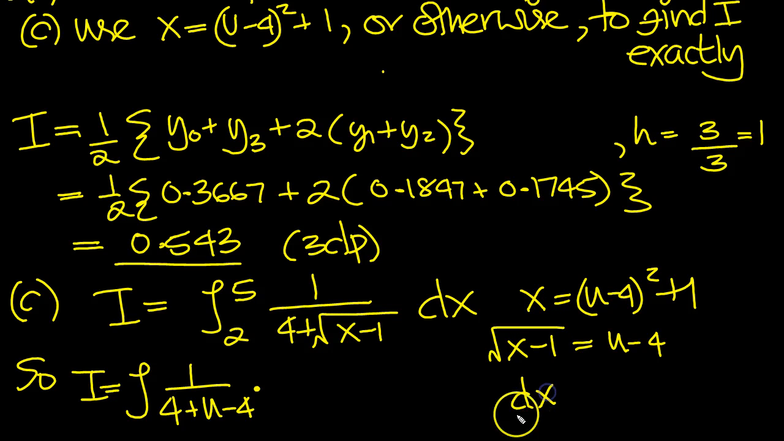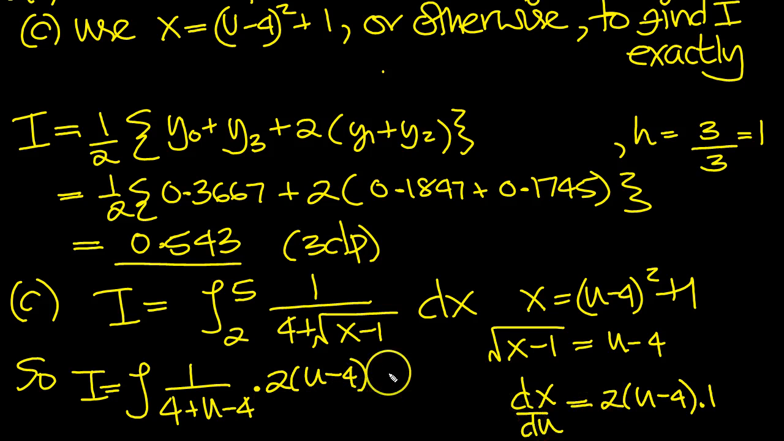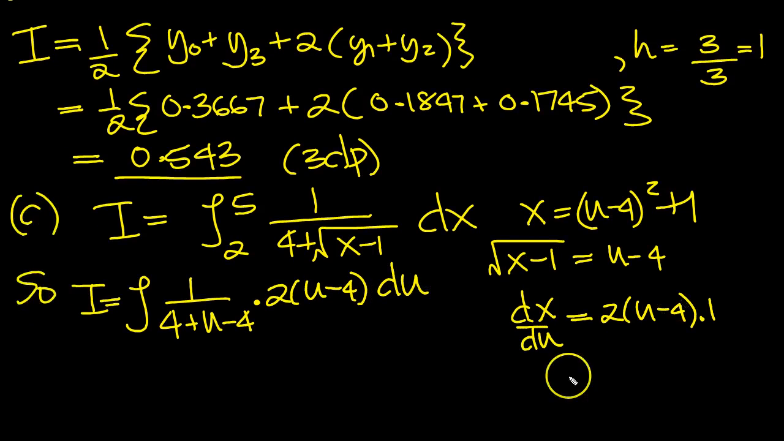So dx du then, looking at the above and differentiating, is equal to 2 u minus 4, this differentiates to 2 u minus 4 multiplied by the something differentiated, which is 1. And then this constant goes to 0. So I can put in, instead of dx, 2 lots of u minus 4 times du.